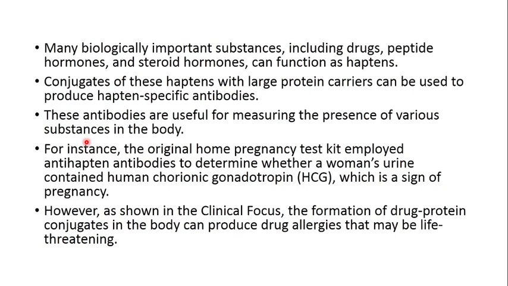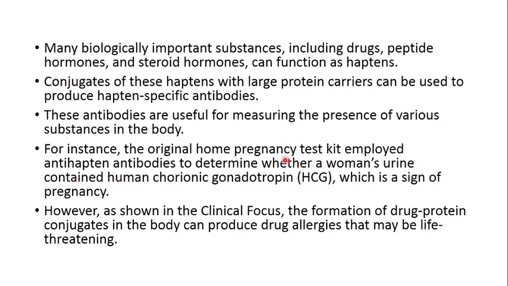If you have an antibody test available, it is very easy to test how much drug is present in our blood, or how much peptide hormone or steroid hormone. Mainly in reproductive biology, measuring the amount of steroid hormones at a particular stage of reproduction is very important. Measuring steroid hormones can be done using these haptens. The original home pregnancy kit is also based on these haptens.